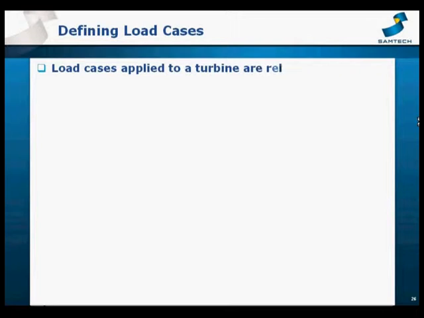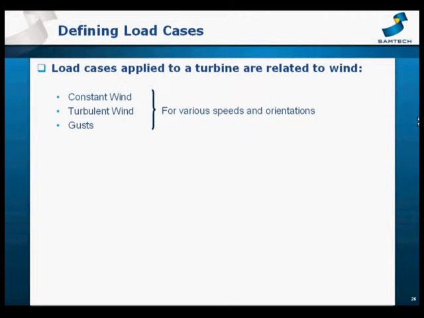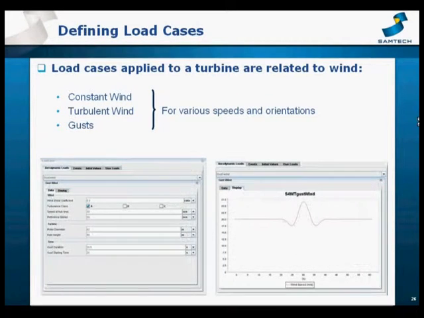Most load cases used for the design and certification of turbines are related to wind. Wind can be constant, may include some turbulence, and can also be defined for gusts. All this for various wind speeds and orientations. As shown on the screen captures, input parameters in the dialog boxes are the standard ones widely used for wind definition or gusts, as in this illustration.